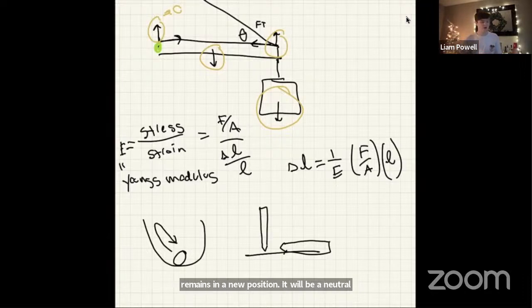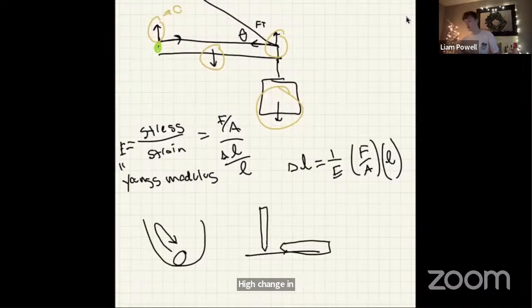Another thing that you're going to be seeing is the bulk modulus. The bulk modulus is equal to the change in pressure over the change in volume over the original volume. So something with a very low bulk modulus is going to have a very high change in volume.